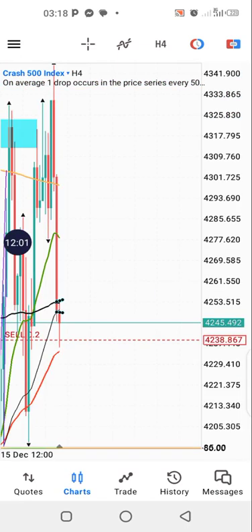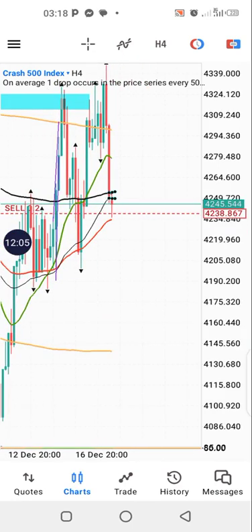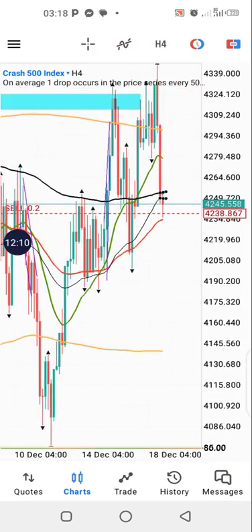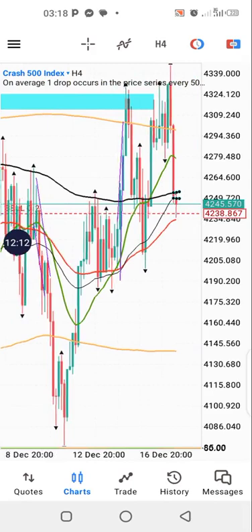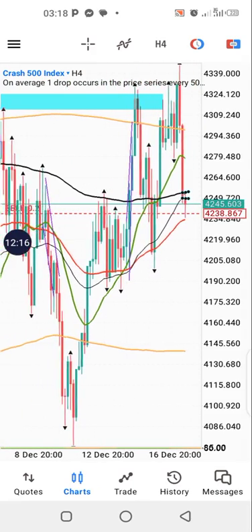Let's go to the 4-hour time frame. Okay, so this is the 4-hour time frame. The 4-hour time frame seems to be a downtrend somehow. Okay, seems to be a downtrend.